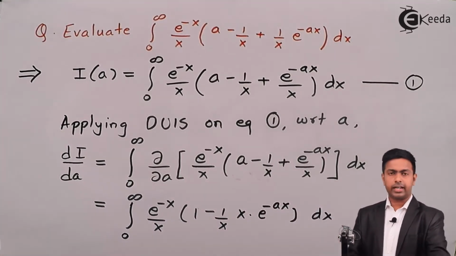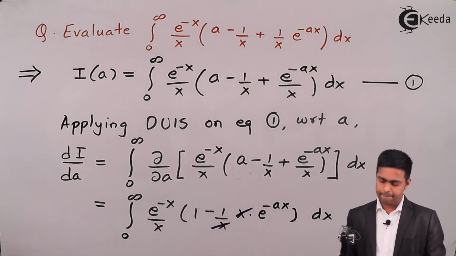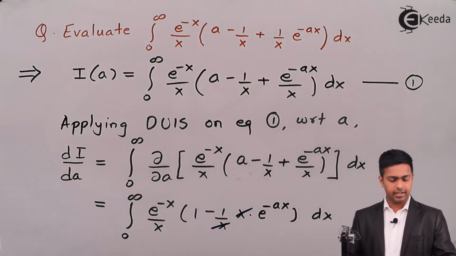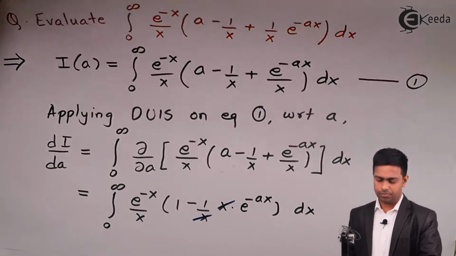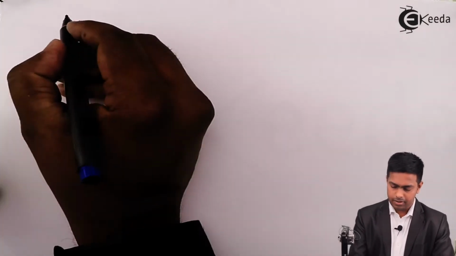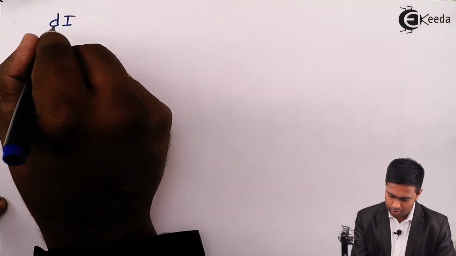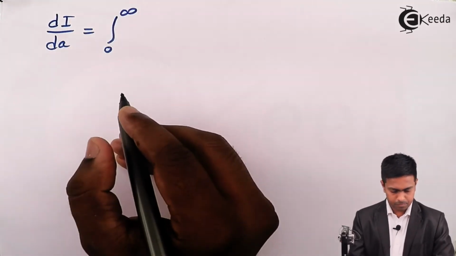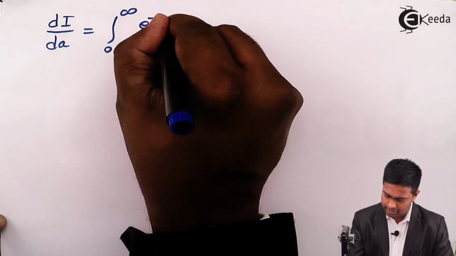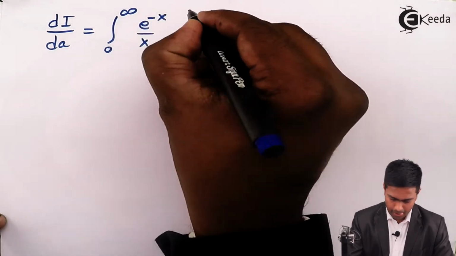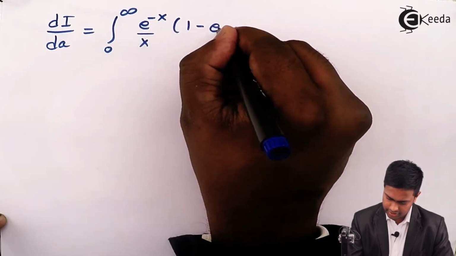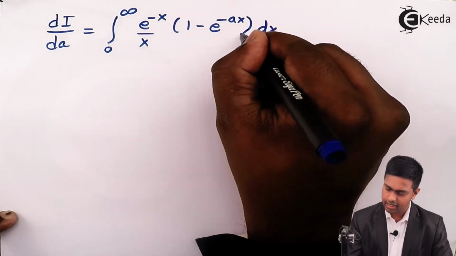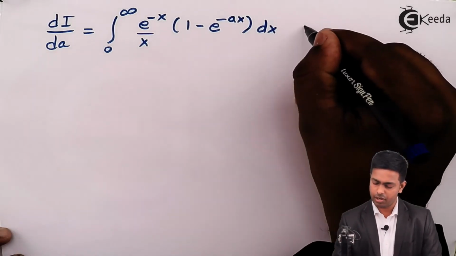Now here we can cancel this x term, and we will get 1 minus e raised to minus ax in the bracket. So here I'll say now dI upon dA is equal to integration 0 to infinity e raised to minus x upon x into 1 minus e raised to minus ax dx. And I'll say it as equation number 2.